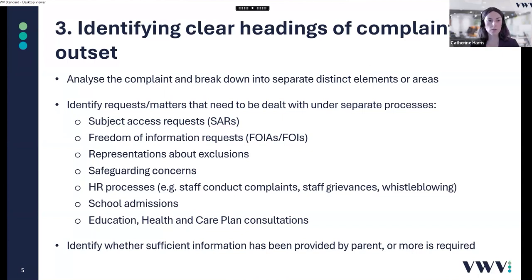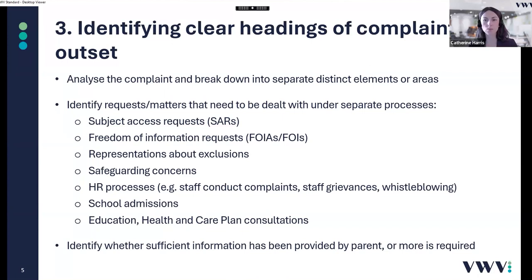And then school admissions and education, health and care plan consultations are also matters that would fall outside the scope of the school's complaints policy. Something also that we wanted to flag, which isn't on the slide, is just conflict between parents. So conflict between estranged parents over the application of parental responsibility is a common cause of complaints made to academies. And that's not something that would normally be dealt with as a complaint.